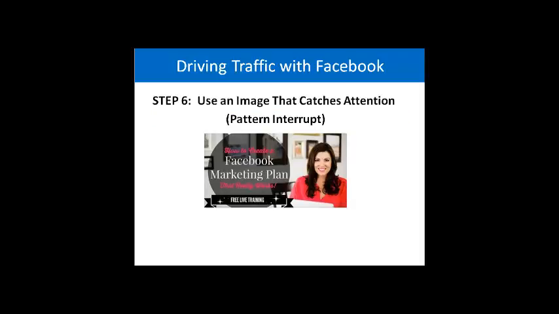And it's very, very important to use an image that catches the attention of people on Facebook. Using an image that somehow serves as a pattern interrupt, if you will, or that somehow captures people's attention. Something with some color to it is usually good, and something that really expresses what your campaign is all about.